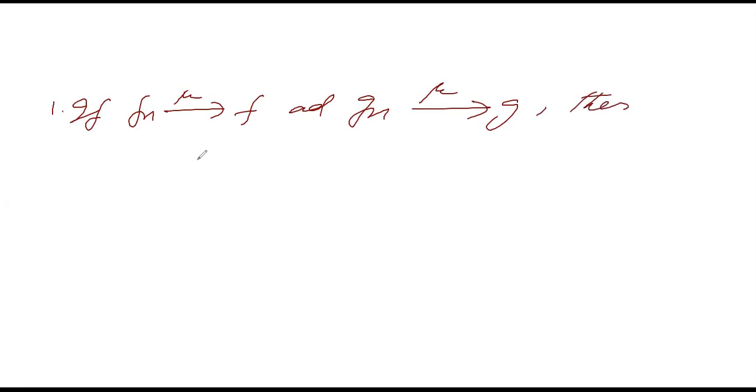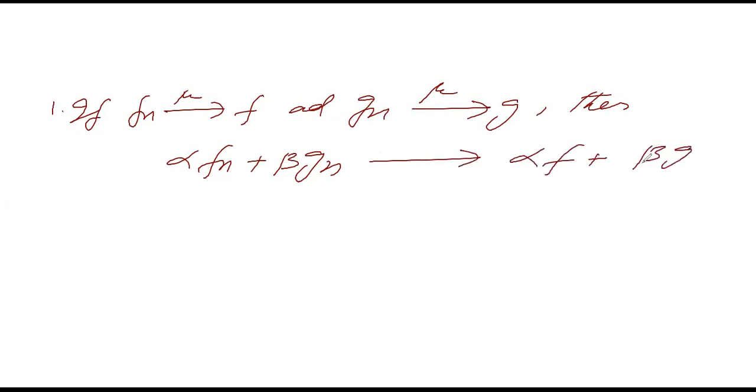then this linear combination, alpha Fn plus beta Gn, because we know that this linear combination is again a sequence of measurable functions, will converge to this function. This is again a measurable function because f is measurable, g is measurable. So this alpha f plus beta g is also measurable, and this sequence will converge to this function in measure mu. Okay, that's the first property.